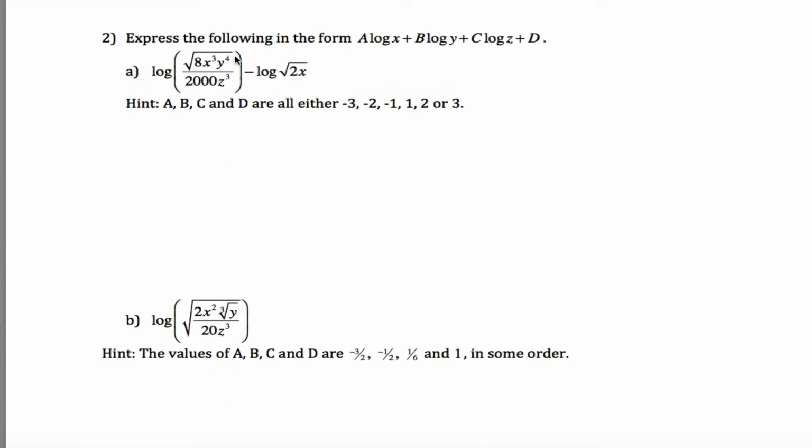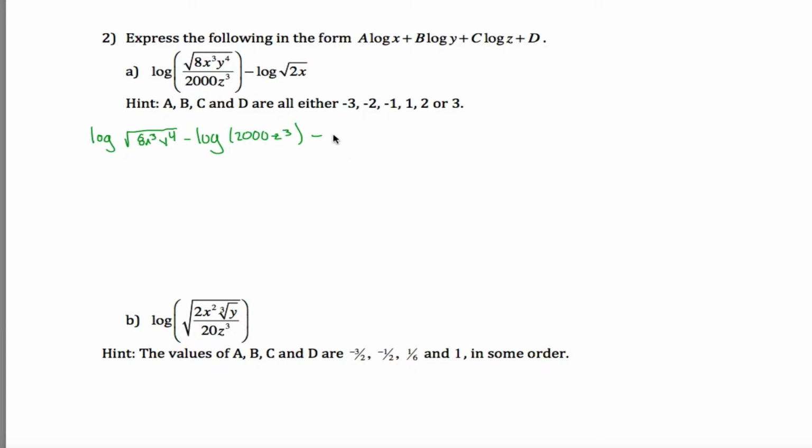So you have this big mess, and you're asked to break it up into a bunch of different logs, specifically to write it in this form right here. Well, we can do that. I could first say that this is equal to the log, using my second log rule, of something divided by something. So that's the same as the log of the top, 8x cubed y to the fourth, minus the log of the bottom, which is 2000 z to the third power.